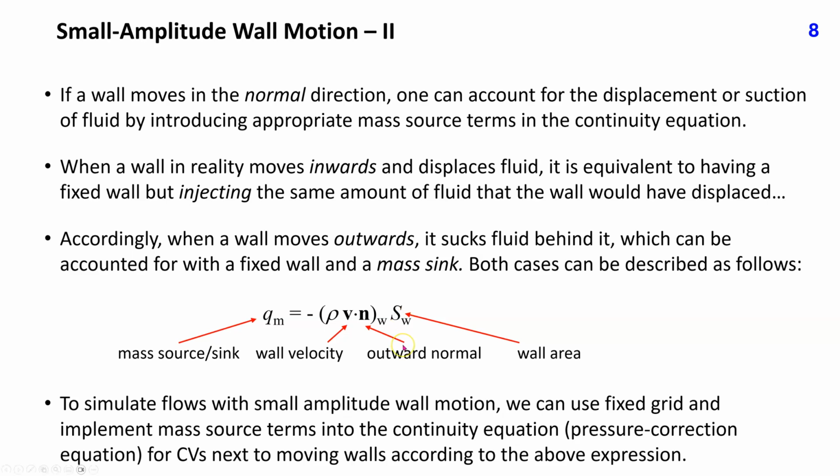Thus, to simulate flows involving small amplitude wall motions, we can use a fixed grid and implement mass source terms into the continuity equation, that is, the pressure correction equation, in control volumes next to moving walls according to the above expression.